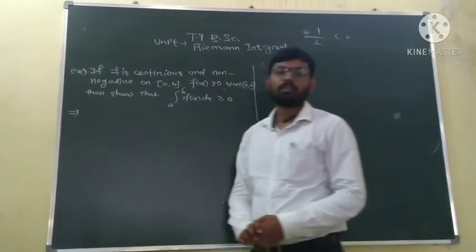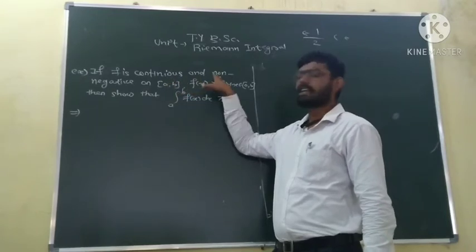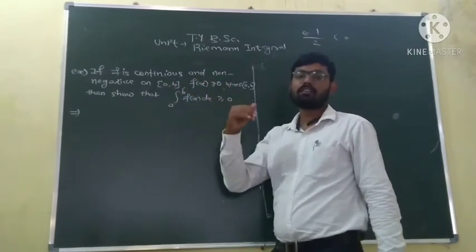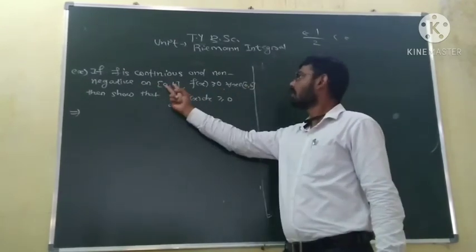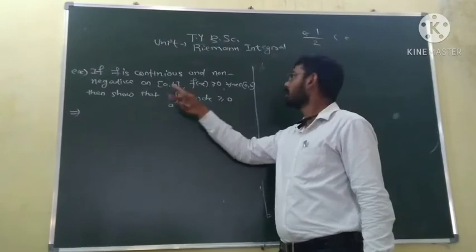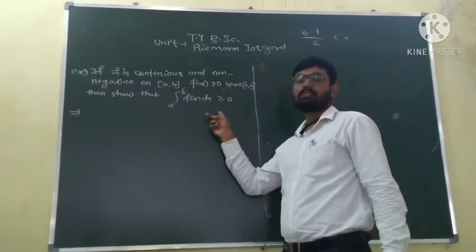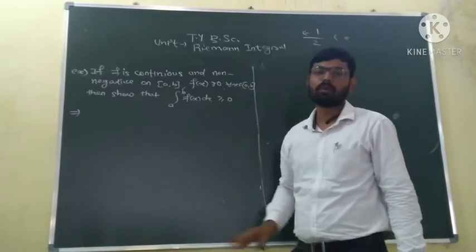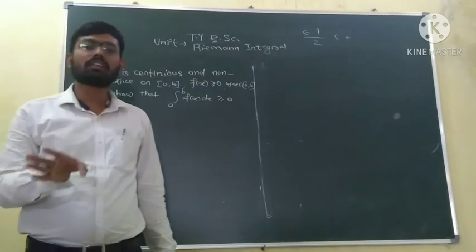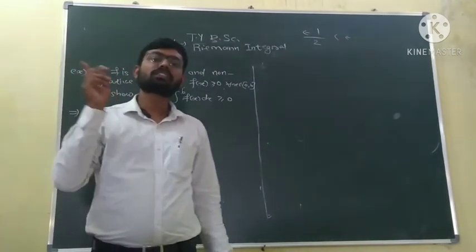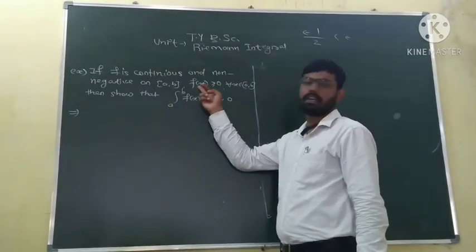We will see one very easy example. The function is continuous and non-negative on AB, that is, the function is always greater than or equal to 0, takes positive values only, on the closed bounded interval AB. Then show that the integral of the function is also greater than or equal to 0. So the theorem means if the function is non-negative, that is always greater than or equal to 0, then the integral of the function is also greater than or equal to 0.